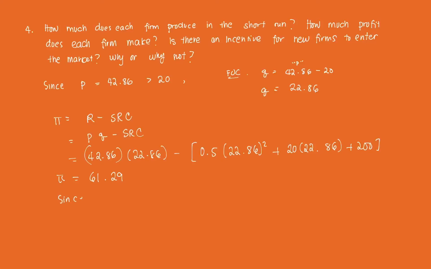Since our profit is greater than zero, each firm is gaining positive economic profits, or abnormal profits in this case, and it provides an incentive for new firms to enter the market. So since 61.29 is greater than zero, each firm has positive economic profits. Therefore, there is an incentive for new firms to enter the market. And that's a quick example on short run market equilibrium.